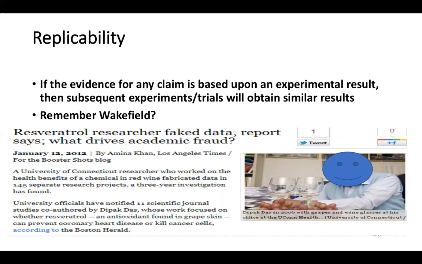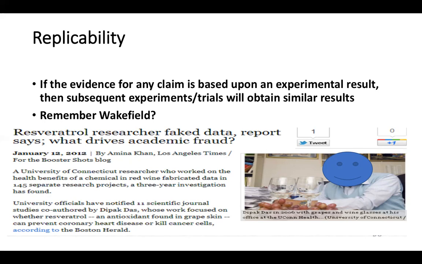This concept states that if the evidence for any claim is based upon an experimental result, then subsequent experiments or trials will be able to obtain similar results. Many of us remember the Wakefield study on the link between autism and vaccines, which was later retracted from the journal, and it was found that it included wrong data, etc.